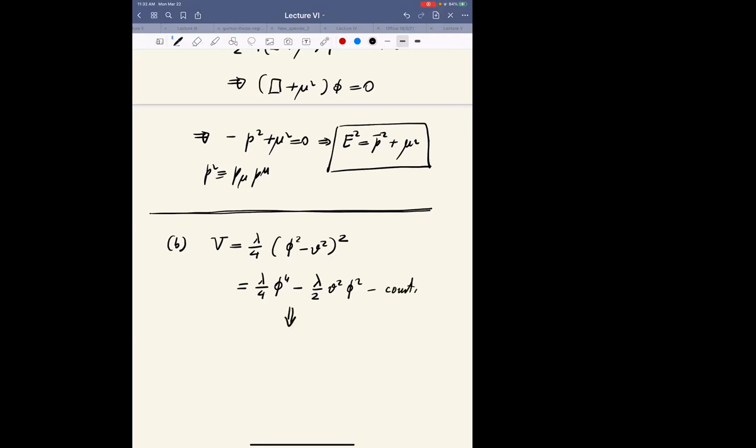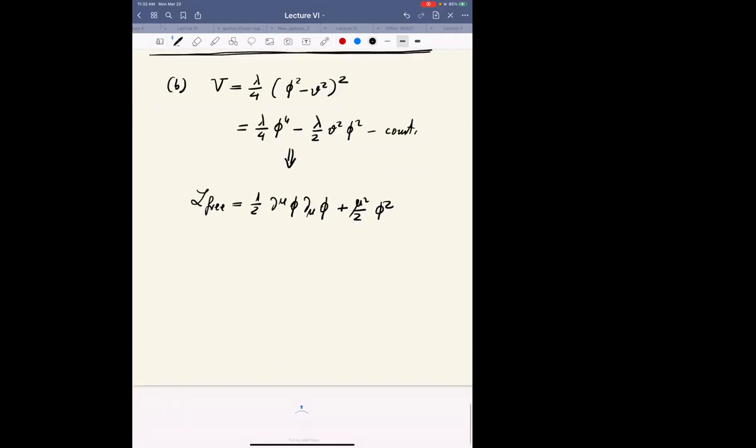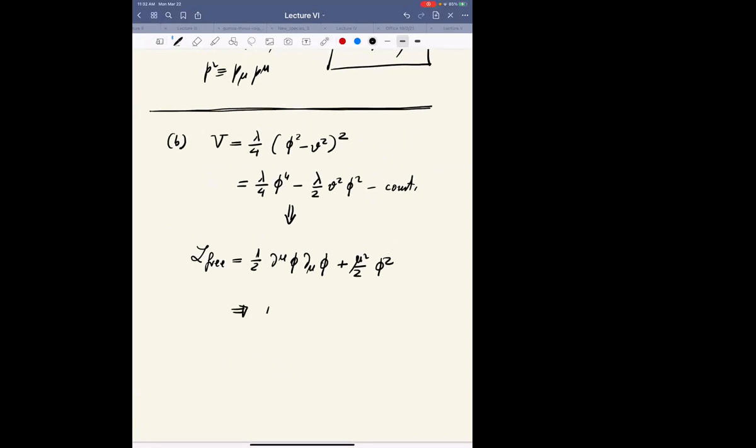It would imply the following, that now I have a free Lagrangian. In other words, the free Lagrangian would be 1/2 d mu phi squared, minus and minus become plus, plus mu squared over 2 phi squared. I've changed the sign, and therefore I will get, I don't even have to write for you, that E squared is p squared minus mu squared. We get something that will be a tachyon, a completely unphysical object, it was thought.